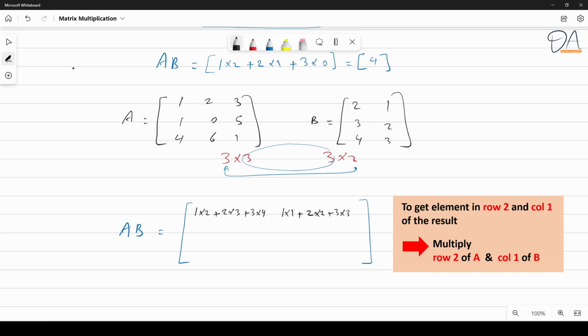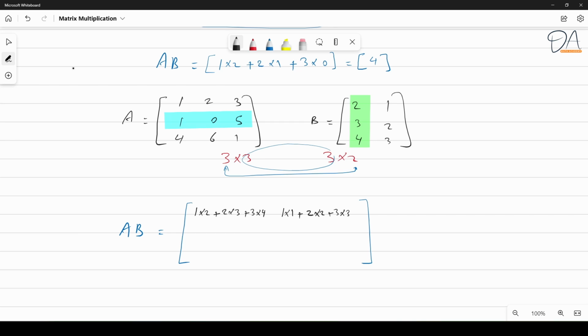To get the element in the second row and the first column, again, based on the position, this is the second row and first column. So I need to take the second row of A and multiply it with the first column of B. Again, element by element, and we add. So first element times first element, 1 times 2, plus second element times second element, 0 times 3, plus third element times third element, 5 times 4.